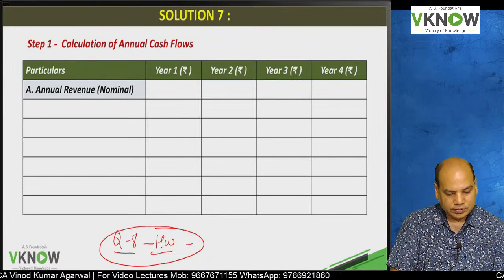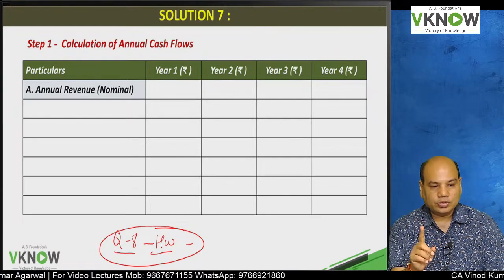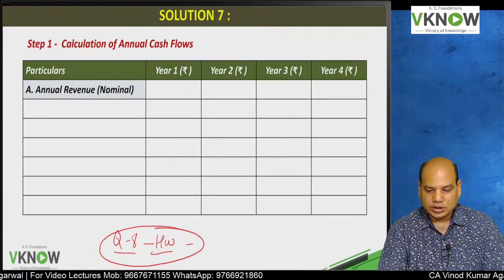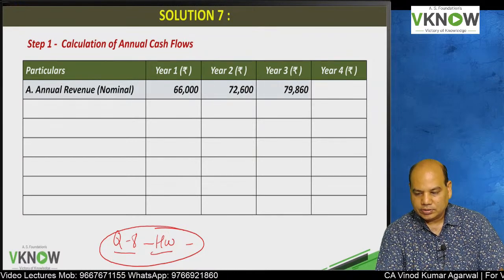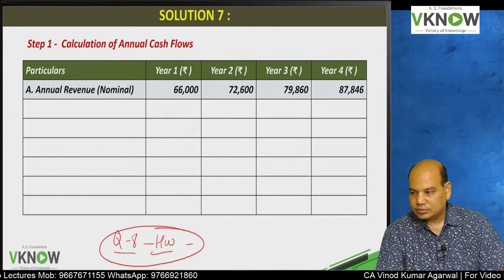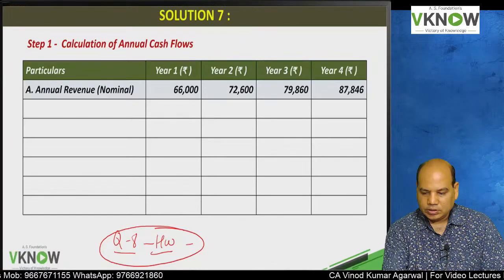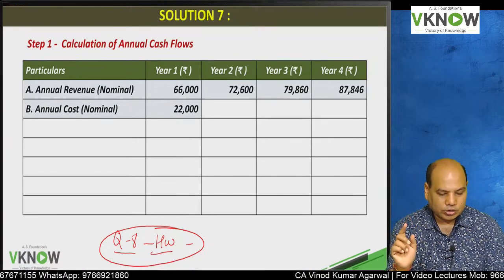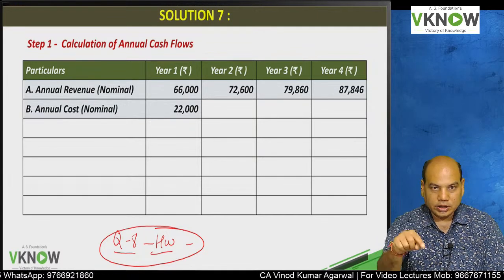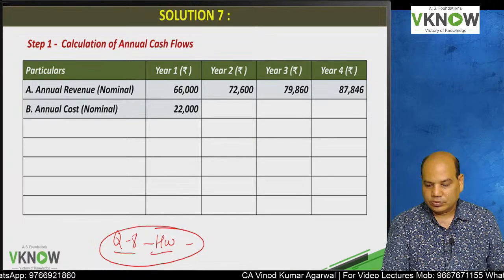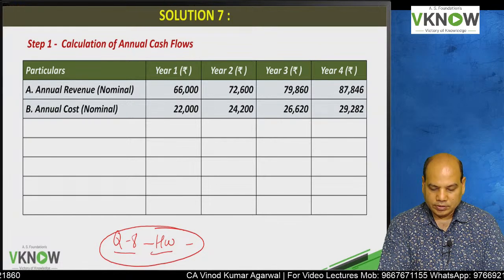Inflation rate is 10%. Revenue 60,000 without inflation. So take on your calculator 60,000 plus 10%, plus 10%, plus 10%, plus 10%. Okay, understood? Okay, now write down annual cost nominal. Annual cost given 20,000 plus inflation 10%. 20,000 plus 10%, plus 10% again, plus 10%, plus 10%.